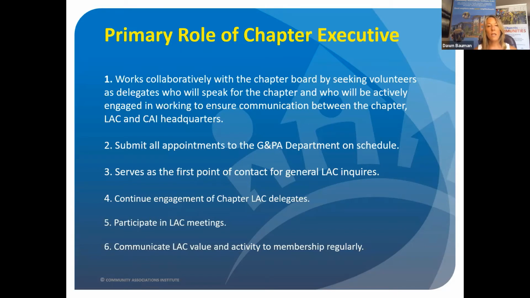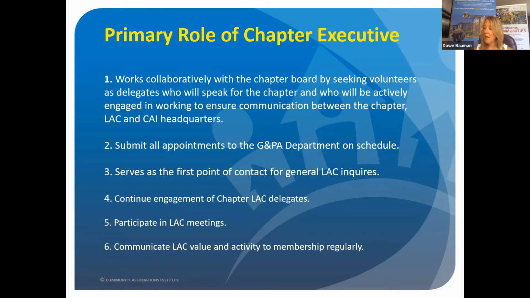So the chapter executive director works with the Legislative Action Committee to let them know they're going to be appointing delegates. I think it's very appropriate for the chapter executive director to know those chapter delegates and to work with the board to see if those are the same delegates that you will want to be appointing for this year, or if there are others that should be appointed.